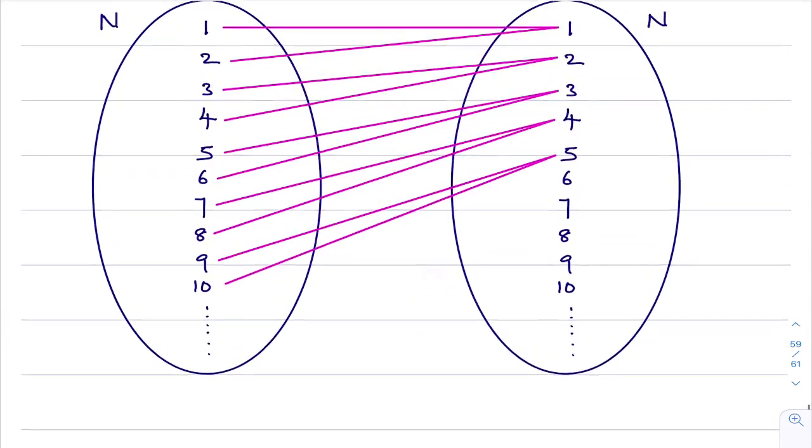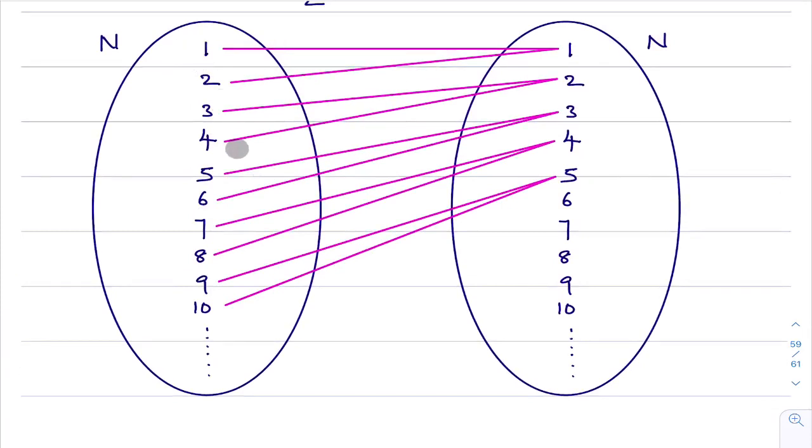This can be said easily by seeing this diagram. What is a one-one function? Different elements in the domain set must have different images in the codomain set. But here different elements in the domain set have the same image. Not only 1, 2, you consider 3, 4. 3, 4 are different elements, but they have the same image. Because of this reason, we can say the function is not one-one.